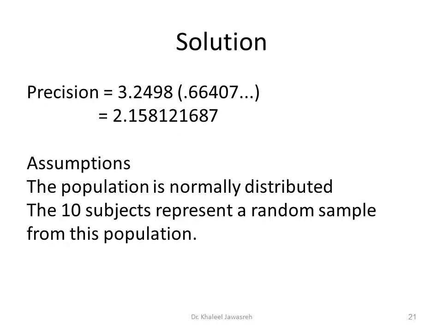The precision here, as we discussed for the z values, is just the right-hand side of the equation. The main equation is x bar plus minus the reliability factor, which is the t value, times the standard error. If we multiply the reliability factor obtained from the t table times the standard error, without the mean, this is the precision that has been obtained for this question. Assumptions: the population is normally distributed, and the 10 subjects represent a random sample from this population.